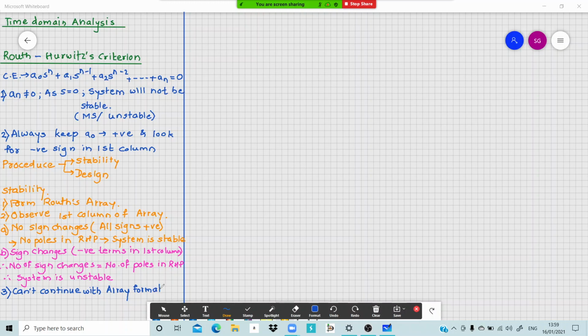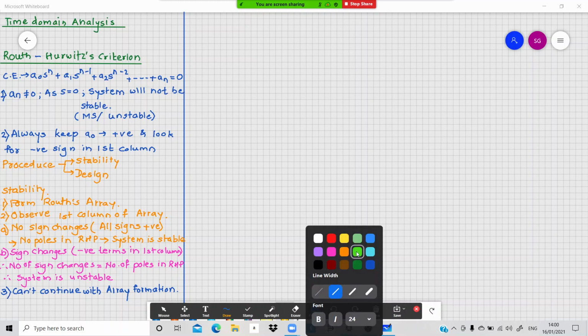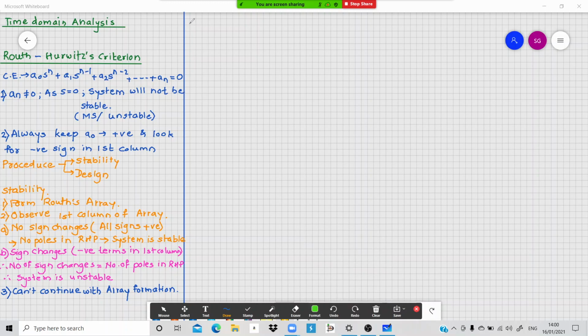So if you cannot continue with the array, the problems are: one, one of the rows has all elements becoming zero. So I'll write under this third one, first point, let us say I1. What you have observed is an all-zero row, that is, one of the rows has all elements 0.